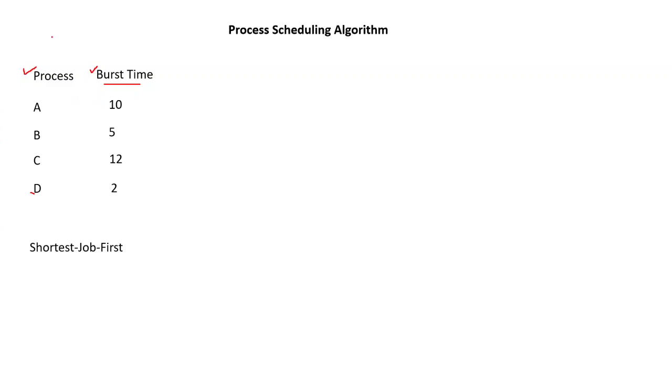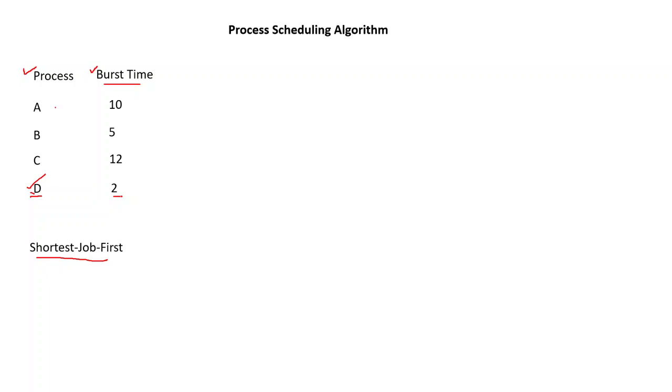Now, in this case, we'll be learning about the shortest job first algorithm. In the shortest job first algorithm, the processes already in the ready queue are sorted according to their respective burst time, and the process with the lowest burst time gets to execute first. So in this case, the process with the lowest burst time is process D, which has a burst time of 2 time units.